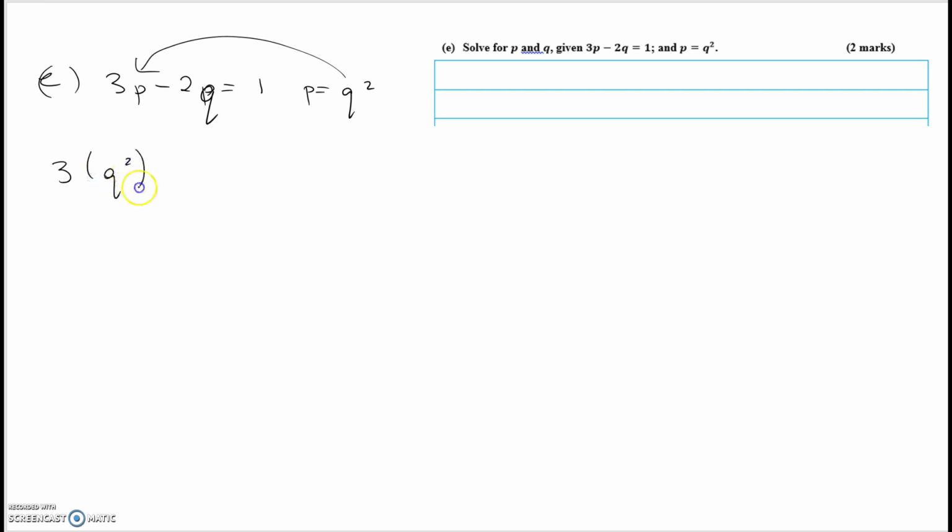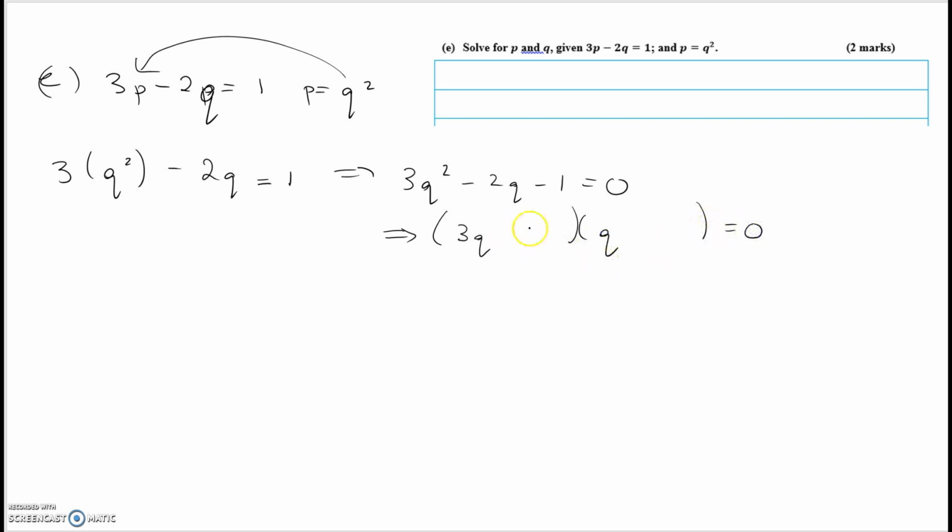Now we have 3q squared minus 2q equals 1, which I can bring over. Now, I can either use the quadratic formula or I can factorise. I think in this case it's just as quick to factorise. So, factors of -1 can be +1 and -1. Just check that that works. Yes, it does. So that means that q is equal to -1/3 or q equals 1. Go back. Check your answers.